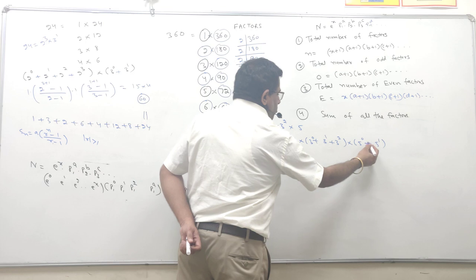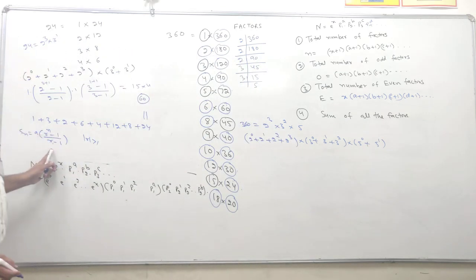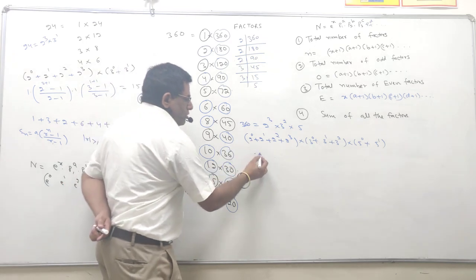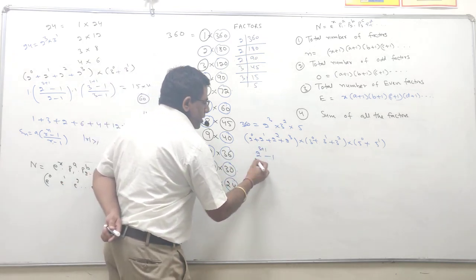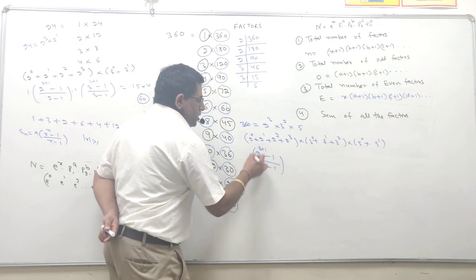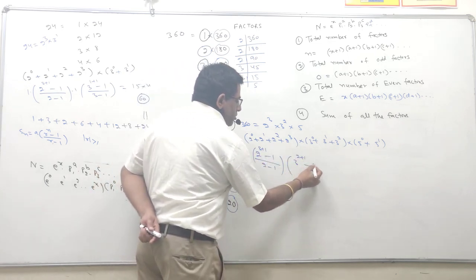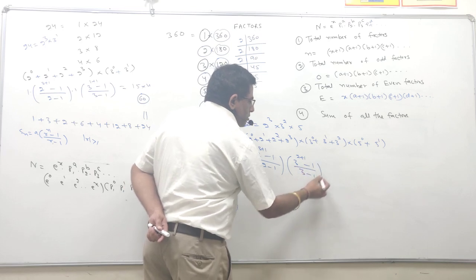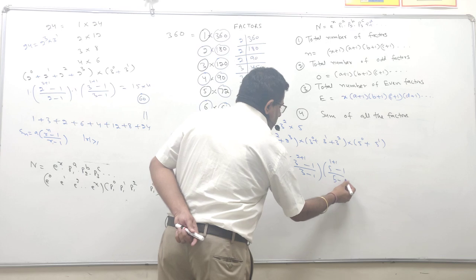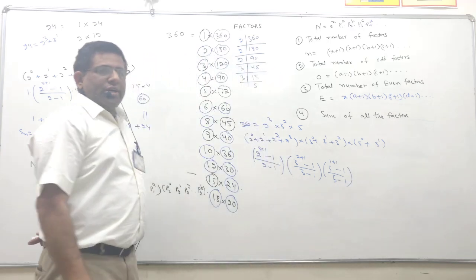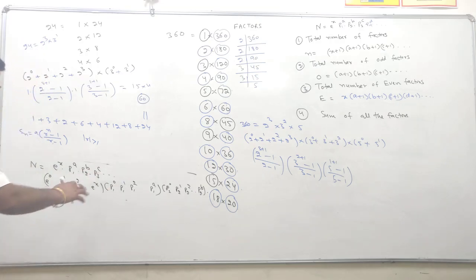So by using the formula a times (r raised to power n minus 1) upon r minus 1, we can use first term is 1, this 2 raised to power 3 plus 1 minus 1 upon 2 minus 1, that is total terms are 4. Then 3 raised to power 2 plus 1 minus 1 upon 3 minus 1, and 5 raised to power 1 plus 1 minus 1 upon 5 minus 1. So we can get the sum of all the factors of 360 here. So we can use the formula in this expression.